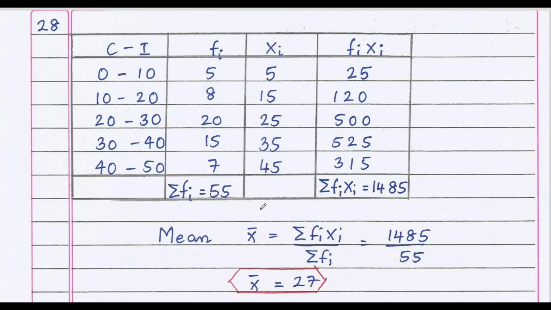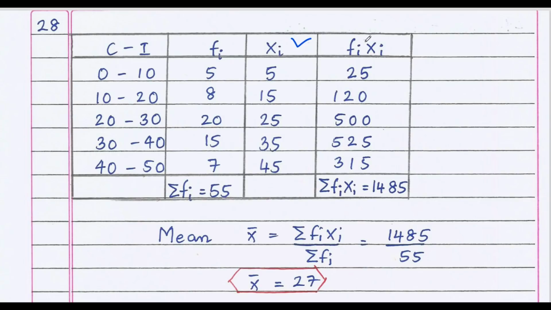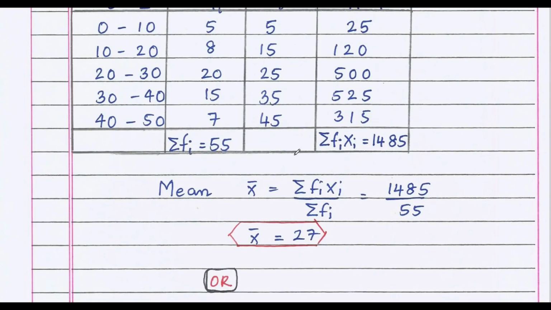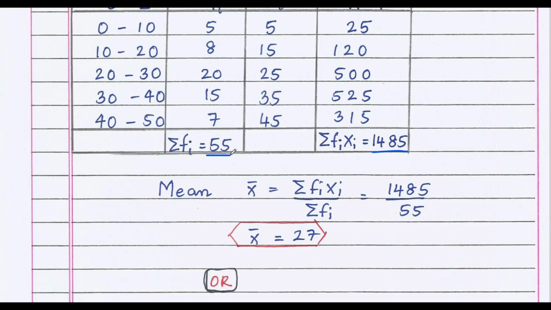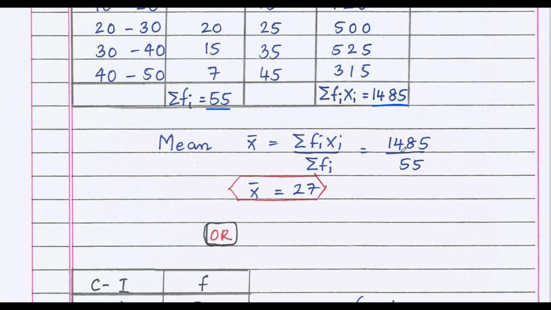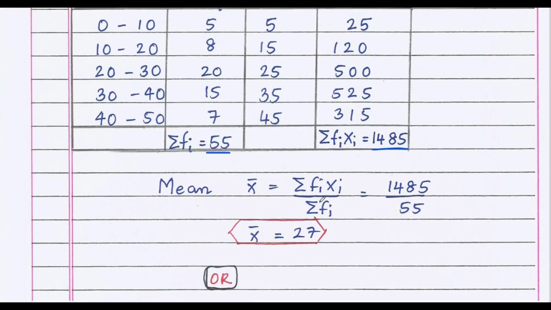Finding the mean, very simple, easy question. First step is finding the class mark, then multiply fi xi. We get sum of fi xi is 1485 and sum of frequency is 55. Mean equals sigma fi xi by sigma fi. We get 1485 divided by 55. We get mean equals 27.